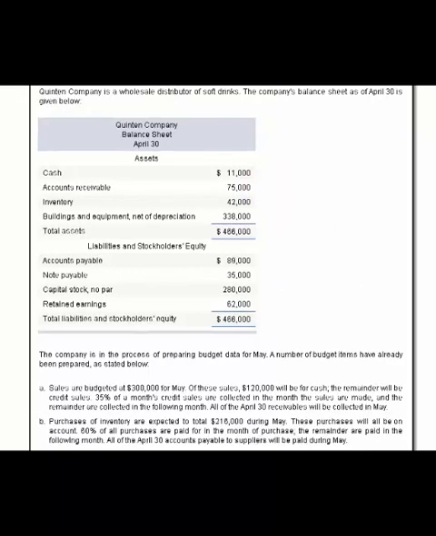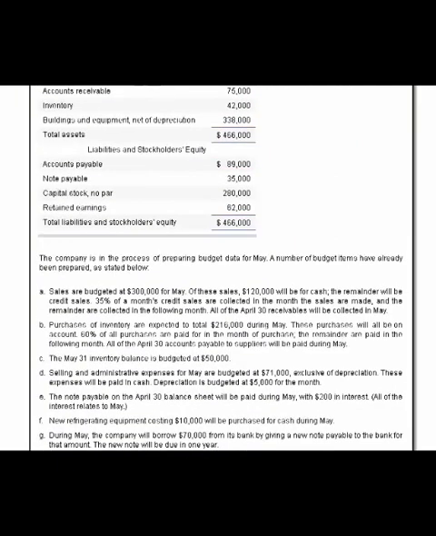Now, let me slide up and we'll read a little bit more here. B says purchases of inventory are expected to total $216,000 during May. These purchases will all be made on account. 60% of the purchases are paid for in the month of the purchase, and the remainder are paid in the following month. All of the April 30th accounts payable to suppliers will be paid during May. Then C says the May 31st inventory balance is budgeted as $50,000. D, selling and administrative expenses for May are budgeted at $71,000, exclusive of depreciation.